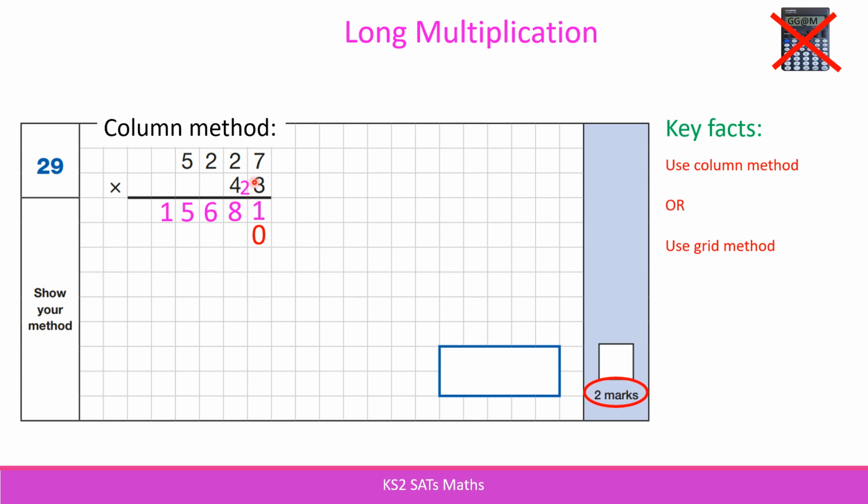So I'm going to do 4 times 7 is 28, so I carry the 2 and the 8 comes underneath. 4 times 2 is 8 plus 2 gives me 10, so I carry the 1 and the 0 comes here. 4 times 2 again is 8 plus the 1 gives me 9. And 4 times 5 gives me 20.